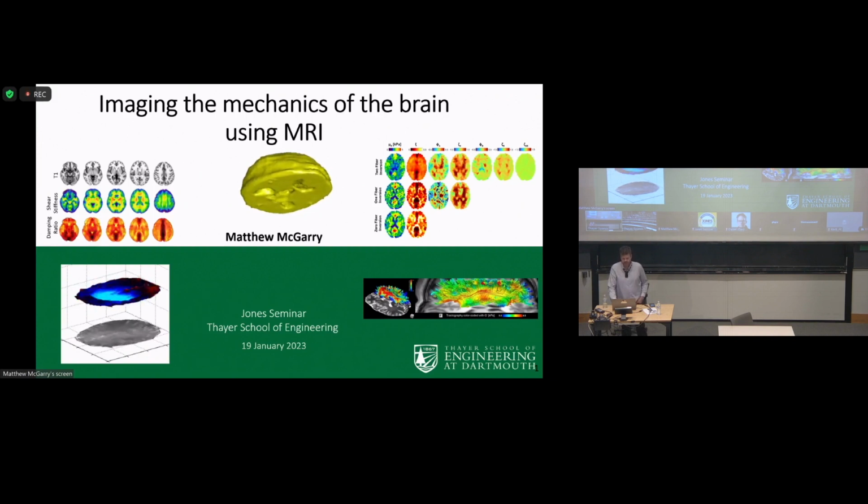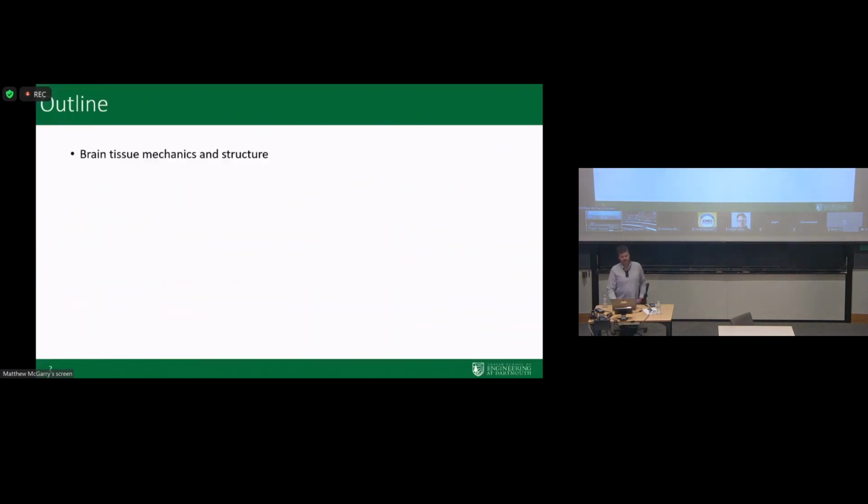So as he said, I'm here to talk a bit about my work at Dartmouth on imaging mechanics of the brain using MRI. Brief outline of what I'm going to talk about today. First, why we're actually interested in the mechanics of the brain, so tissue mechanics and structure. Then the techniques that we use to measure these, which is known as magnetic resonance elastography.